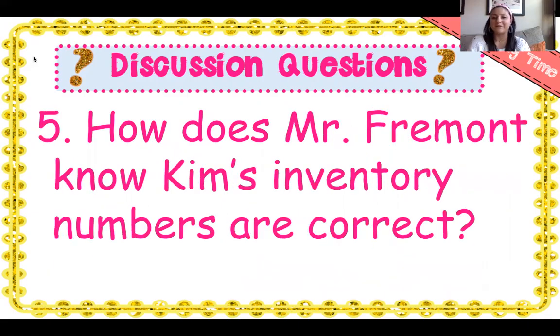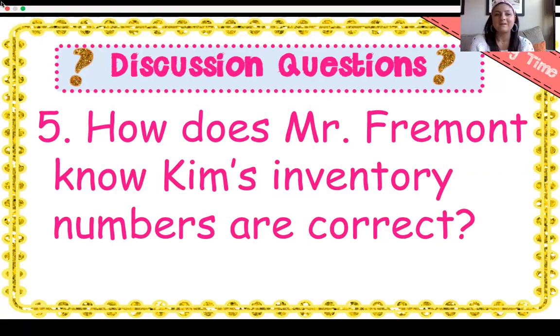How does Mr. Fremont know Kim's inventory numbers are correct? Remember, when she hands him her piece of paper with the inventory, he checks it over and he knows that her numbers are correct because he had taken inventory earlier that day and her numbers matched his numbers.